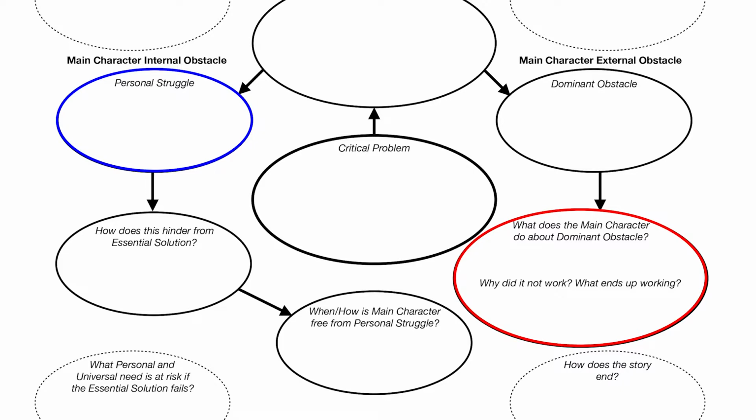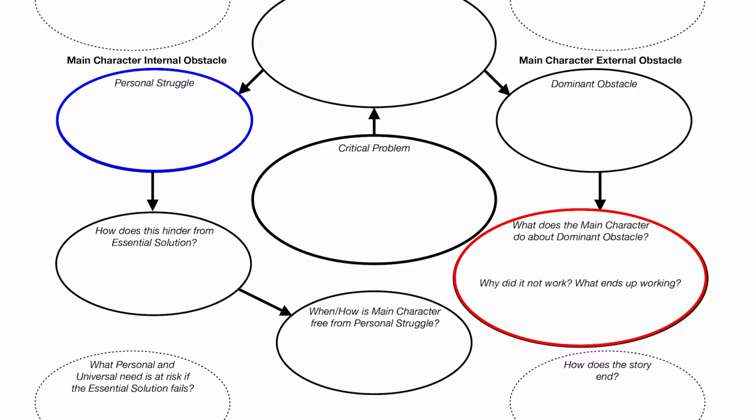The main character's first choice, how to overcome the main dominant obstacle, is motivated by their personal struggle. And I'll give you examples of that in a moment. And so now you get to explain why did it not work and what ends up working to overcome this dominant obstacle. What you're doing here is creating that flaw and making it visible for people to see so that we also get to experience a change in your character, which actually bonds us with them.